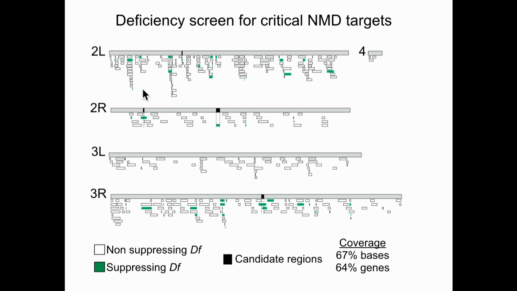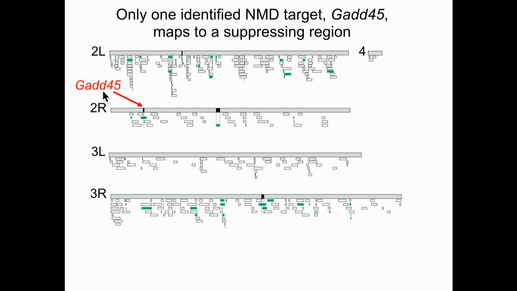We identified a number of suppressing deficiencies, and then by ruling out certain intervals because they had overlapping deficiencies and other experiments, we eventually focused on three regions. This one turned out to be real. These three regions had deficiencies which significantly suppress NMD lethality. This corresponded to about 60 genes. We had in other experiments defined a set of NMD targets in Drosophila, and when we cross-referenced them against all 60 genes here, we found a single direct NMD target which mapped to one of these deficiency regions, and it was a gene called GADD45.